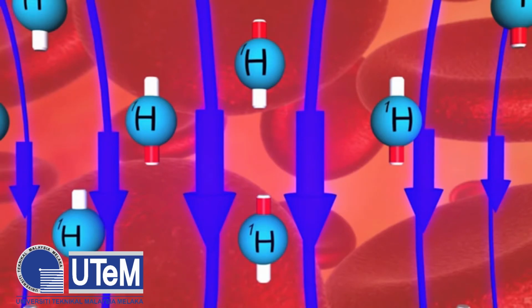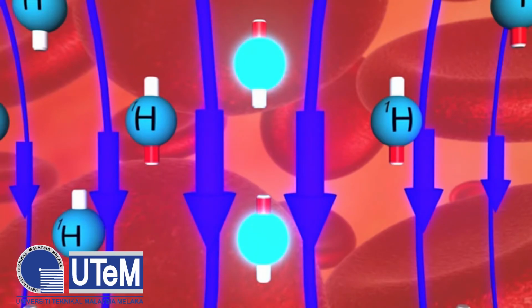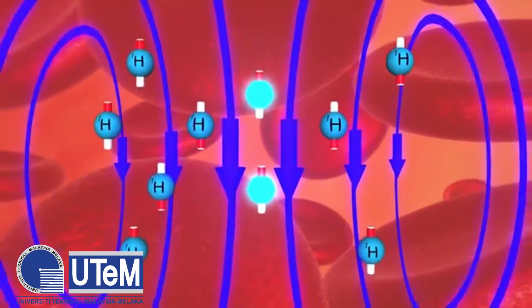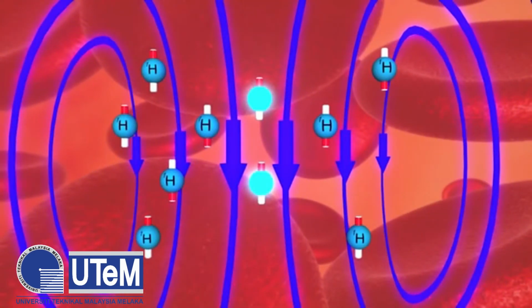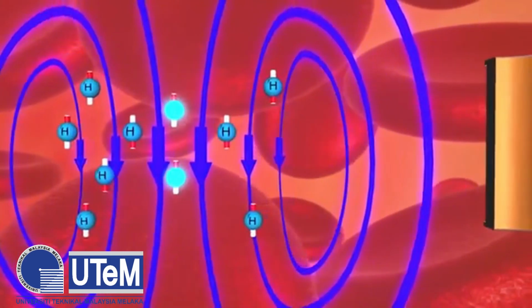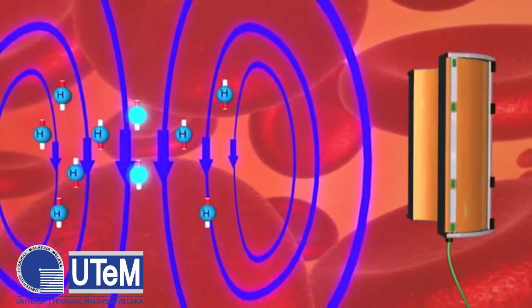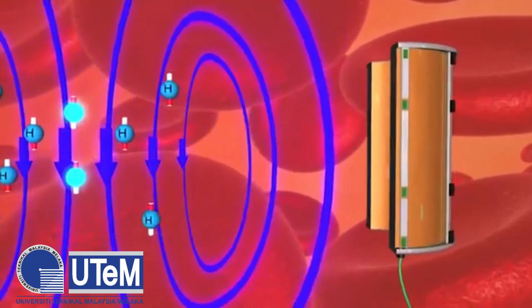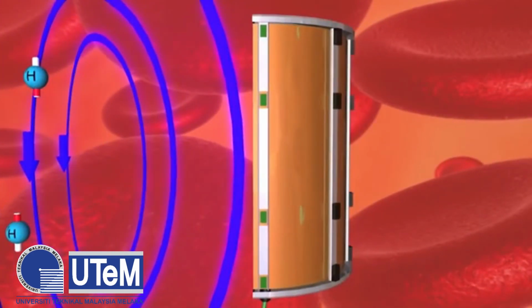Well, not exactly half. There are a few more hydrogen protons arranged in opposition to the magnetic field than there are arranged in alignment with the field. Those protons, lacking a match among the oppositely aligned protons, are the protons targeted by the MRI scanner.